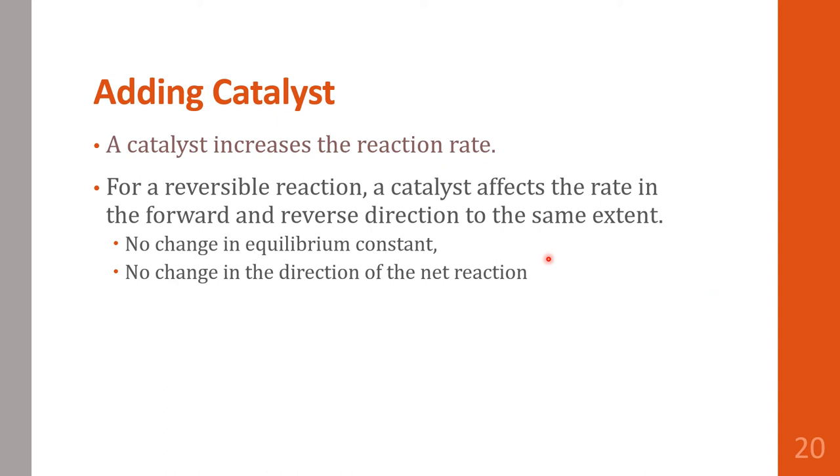The last change that we will consider is adding a catalyst to the equilibrium system. We know that a catalyst increases the reaction rate. For a reversible reaction, the catalyst will affect the rate in the forward and reverse directions to the same extent, which means that there will be no change in the equilibrium constant, and there will be no change in the direction of the reaction as well.